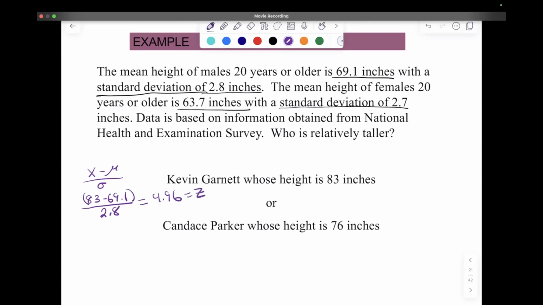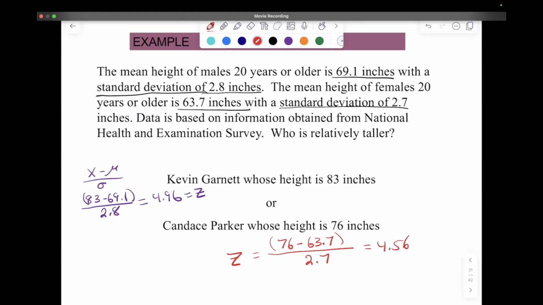So let's go ahead and do Candace Parker. I'm going to take, once again, x, which is 76, minus the mean, which is 63.7 inches, parentheses if you're putting the whole thing in your calculator, divided by the standard deviation of 2.7. So I'm calculating a z-score. Her z-score is 4.56.